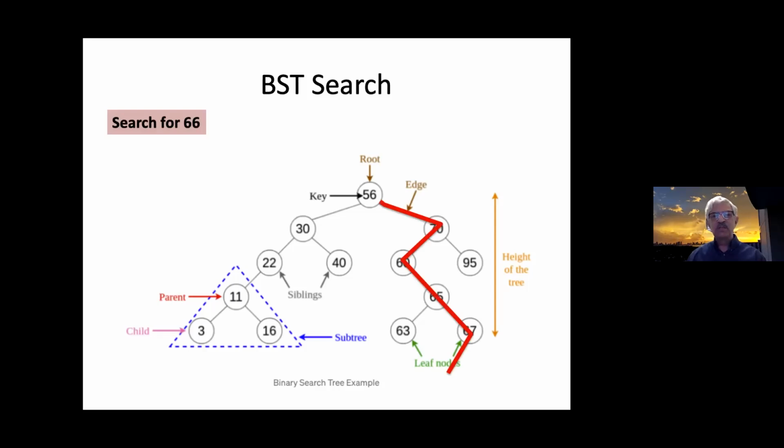This slide is simply repeating what I said earlier, namely, in order to search for 66, we're going to follow the red path. But what I'm going to do now is show you exactly how the recursive calls are going to take place. In the recursive calls, remember, you always start at the root of the tree.